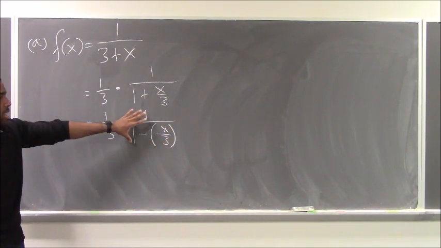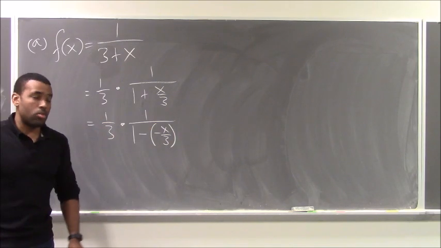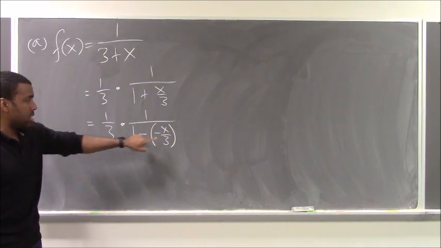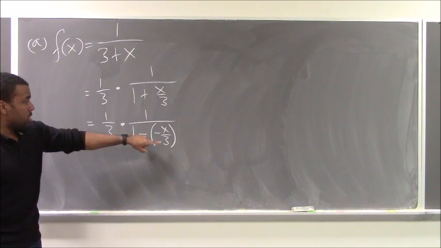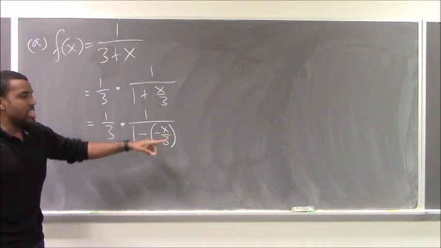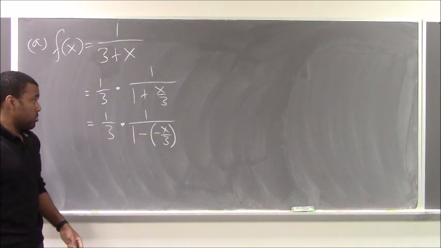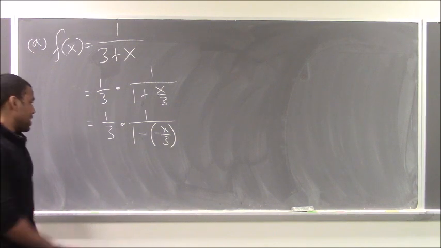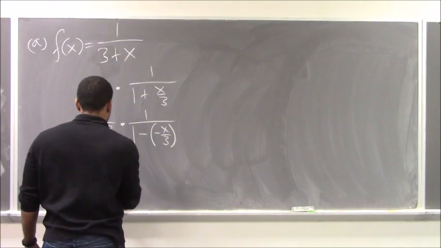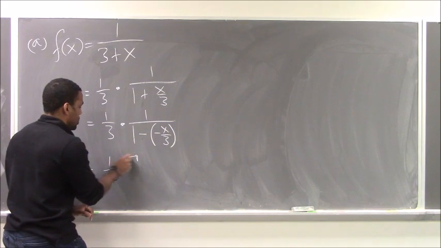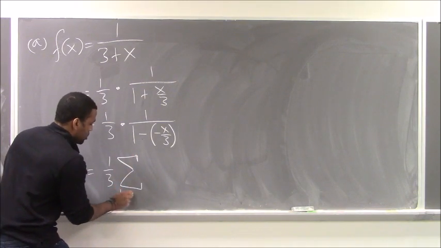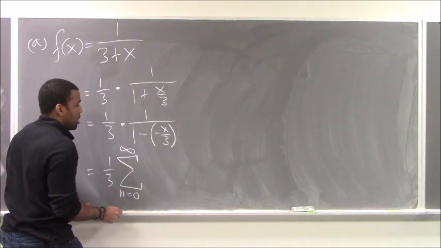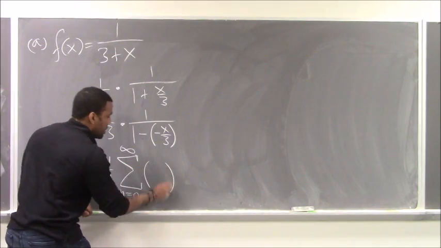Now this guy here kind of looks like 1 over 1 minus x, 1 over 1 minus some variable. However, this variable here is just negative 1 third of some other variable. However, I can actually just transform that into the series. This is the sum as n goes from 0 to infinity of, well, whatever the variable is to the n.